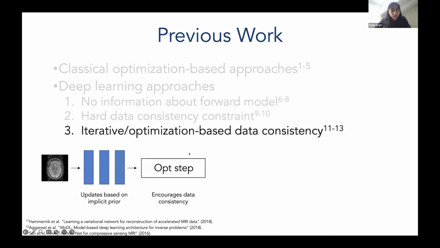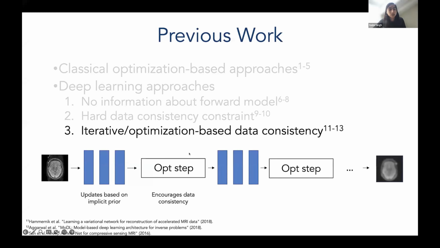The third bucket of approaches I'll describe as iterative or optimization based. Here what you do is you start off with some corrupted image, you feed it into a network, and you can think of these convolutional layers as doing updates based on some sort of implicit prior on what the reconstructed images should look like. And then you perform one step of a classical optimization-based approach to doing reconstruction. What this step does is it encourages consistency with the forward model, which we think we know about the imaging process. And you repeat these two steps multiple times over the course of the network. At the end of it, you've produced a final reconstruction which you hope is both consistent with your implicit prior and consistent with the process that was used to generate the data.